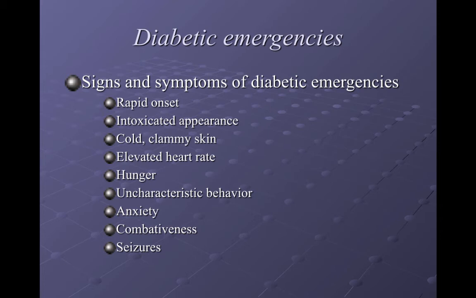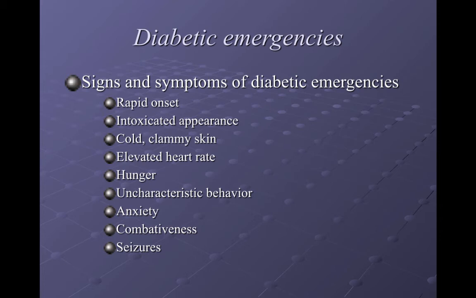Plus, with some of these guys, especially the HHNK and the DKA, you'll see a fluid shift perhaps over a period of time, and that can also influence the electrolytes that also affect neuron connectivity.